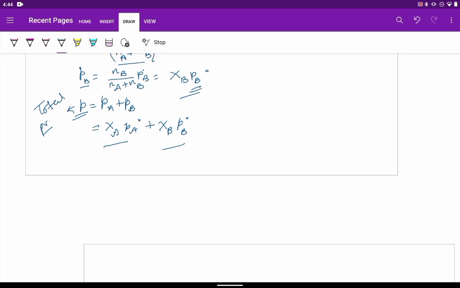So from this we can say that this Raoult's law is a deciding factor. It will help us to decide whether the solution is ideal or non-ideal. If the solution obeys Raoult's law at every range of concentration, then it is an ideal solution. It should obey Raoult's law at every concentration, then it is ideal. But if it shows either positive or negative deviation, we call it a non-ideal solution.